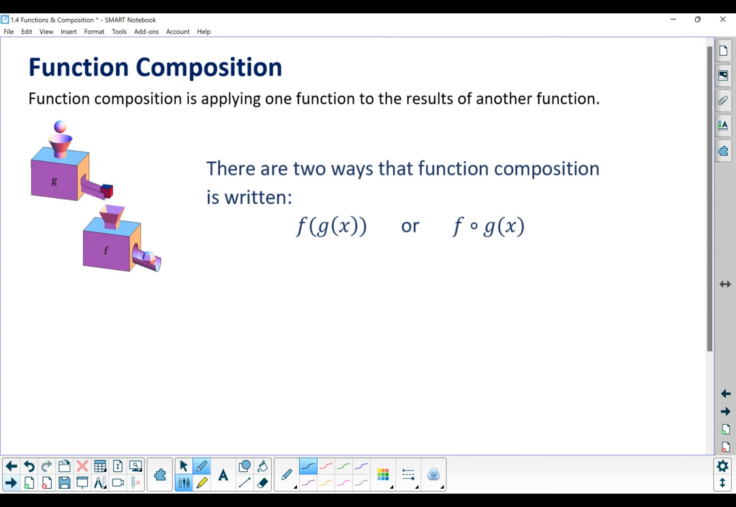Okay, so for the rest of the lesson, we are focusing on something called function composition. Function composition is when we apply one function to the result of another function.